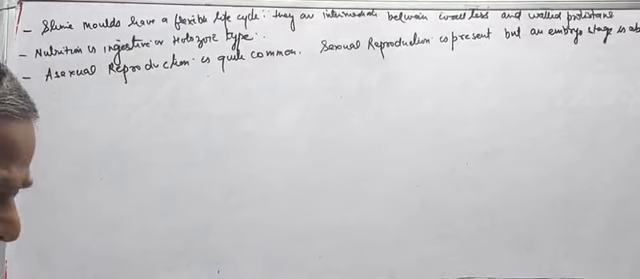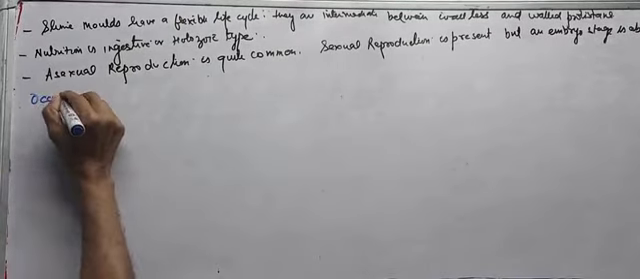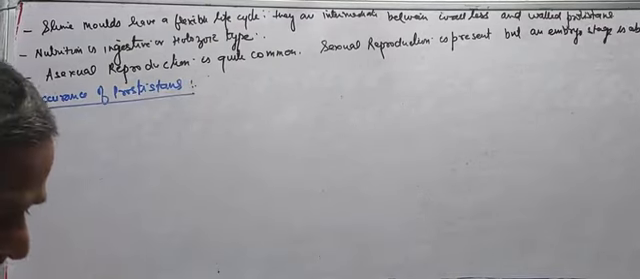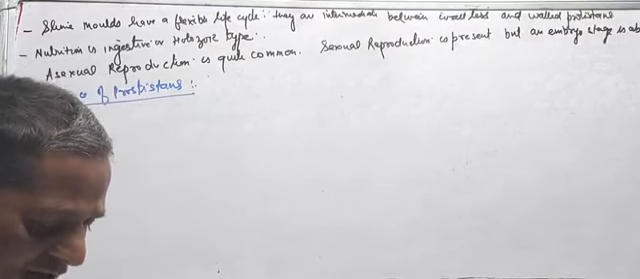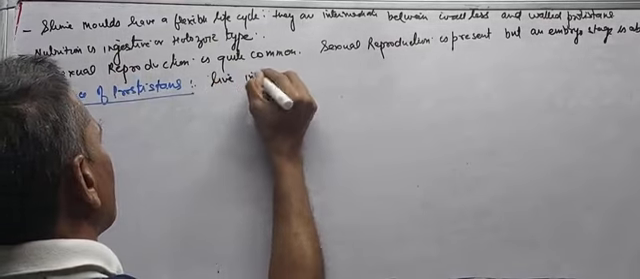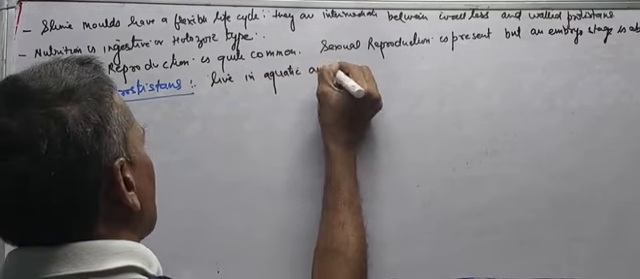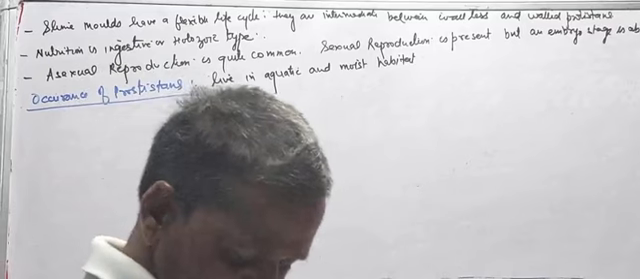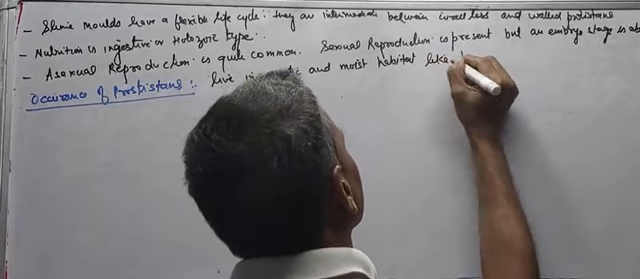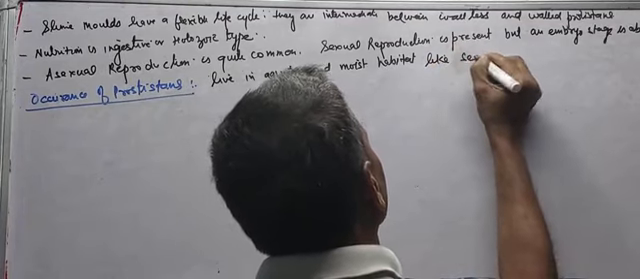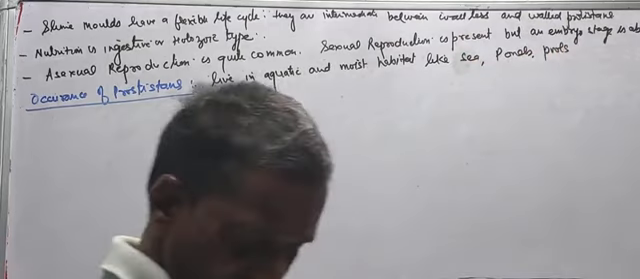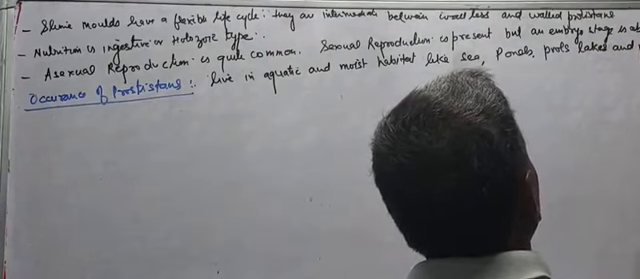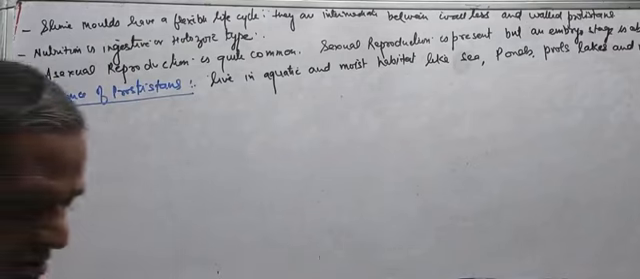Now we will see occurrence of protistans. Protists live in aquatic and moist habitats like seas, ponds, pools, lakes and in moist soil.